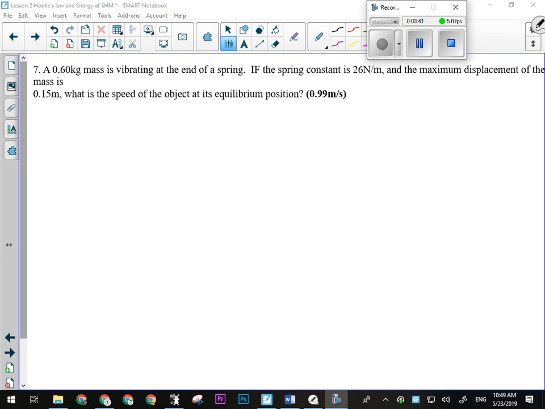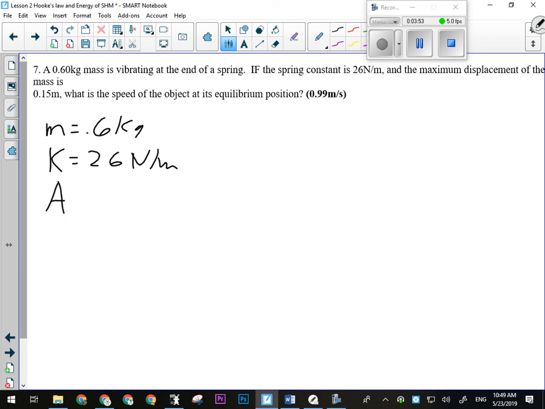Okay, so for this one, here's the things we know. We know the mass is 0.6 kilograms. We know the spring constant is 26 newtons per meter. We know the maximum displacement or amplitude, which we could also say is x_i if we wanted, but I always write amplitude if they actually tell me that. It's 0.15 meters. We're looking for the maximum speed, and that's usually the way I write it, just so I remember this one's happening at equilibrium and this one's happening at the maximum amplitude.